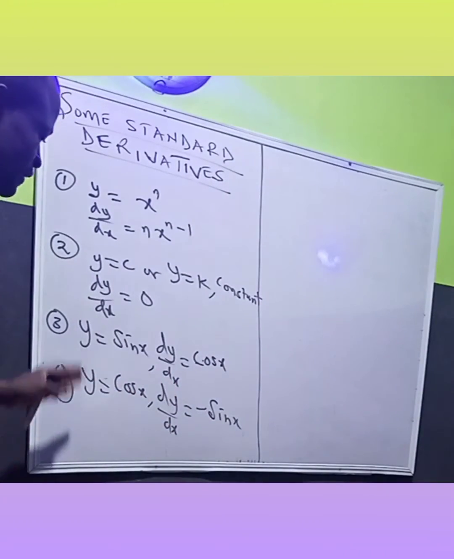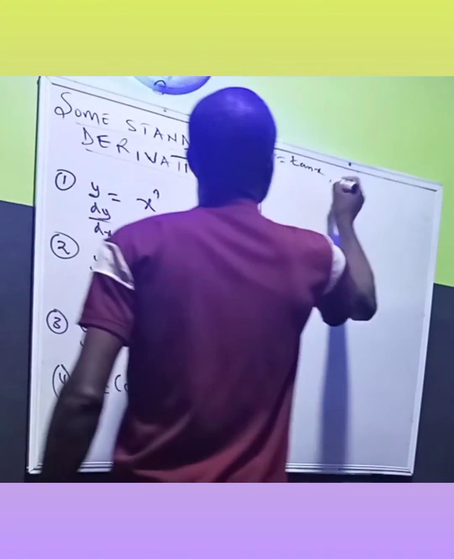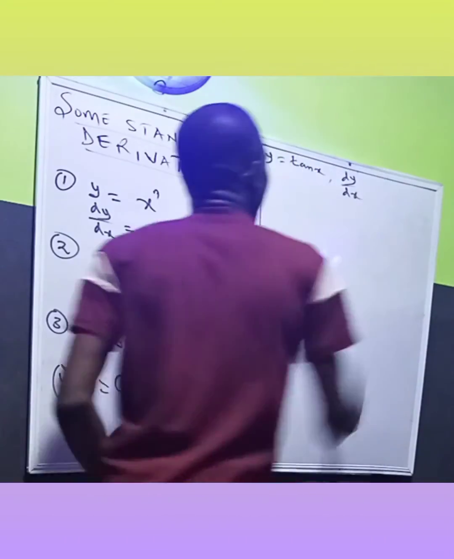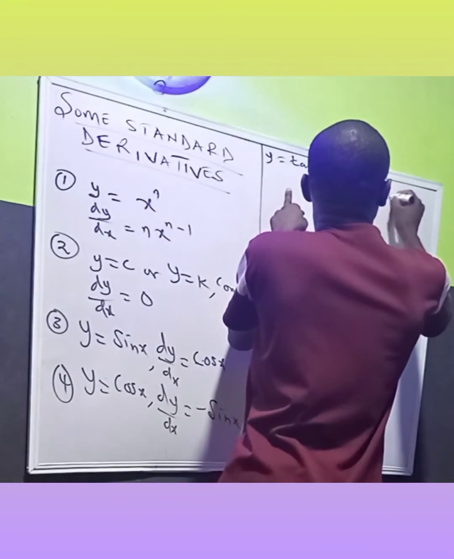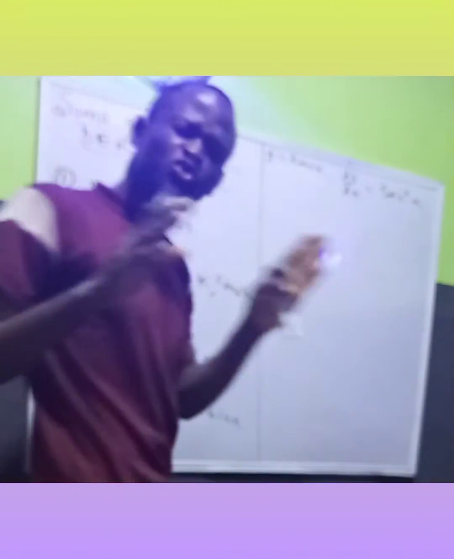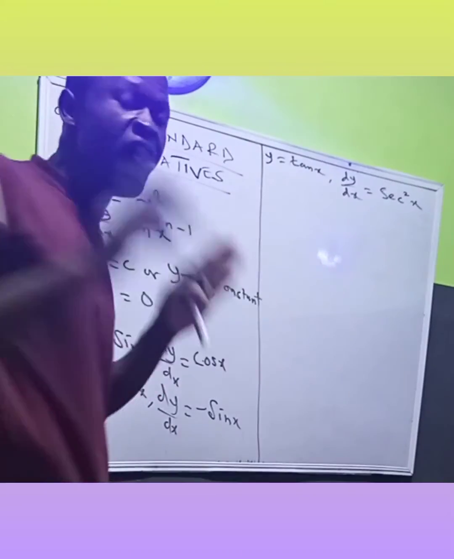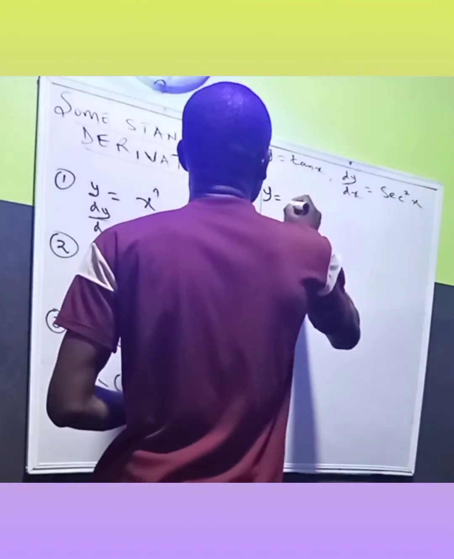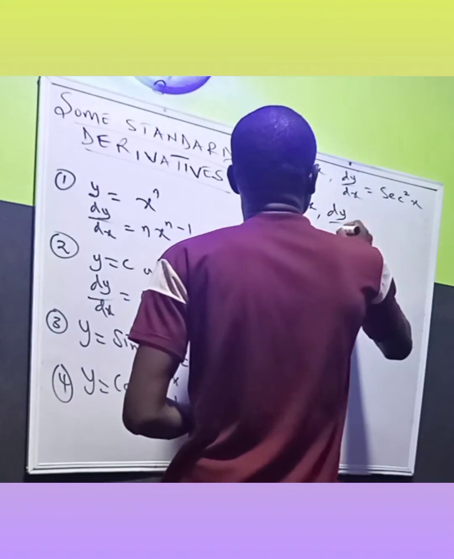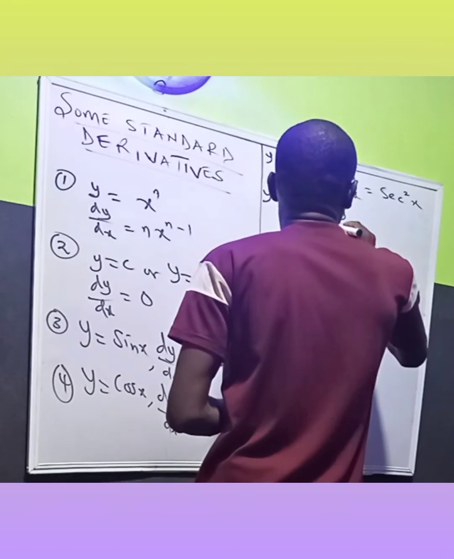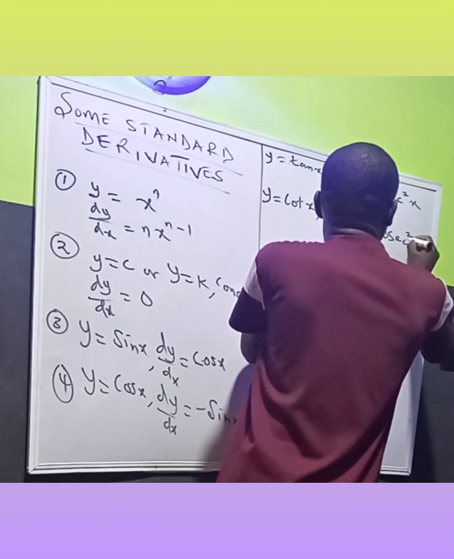Please learn this. If y equals tan x, dy/dx of tan x is sec squared x. You need to know them. Very, very important as a JAMB student or a student that is writing WAEC. If you have another one, y equals, let's say, cot x, dy/dx of cot x is equal to minus cosec squared x.